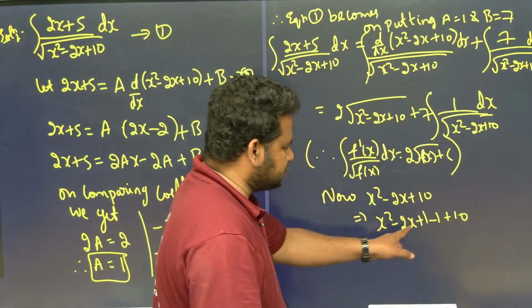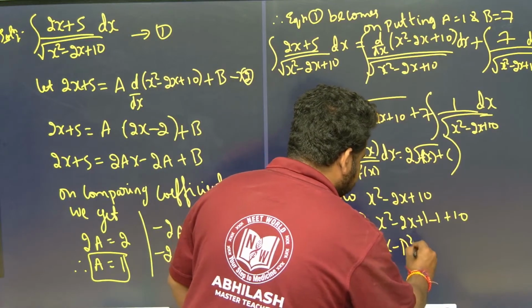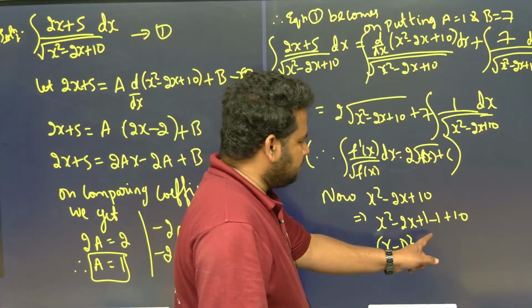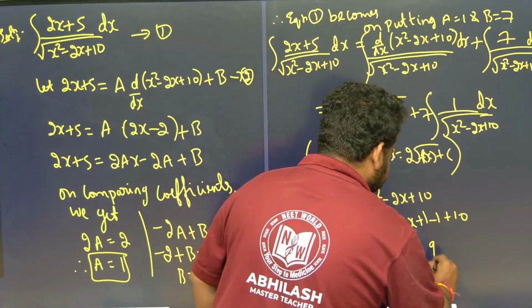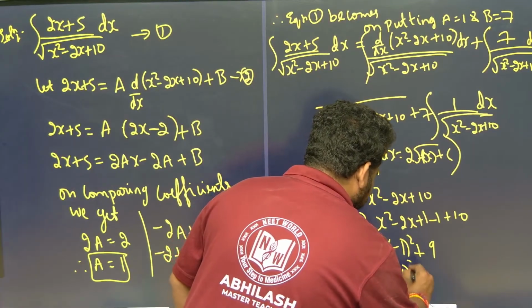So x square minus 2x plus 1, this is nothing but equal to (x minus 1) whole square minus 1 plus 10. Minus 1 plus 10 is what? This will be plus 9. So this will be equal to (x minus 1) whole square plus 9.